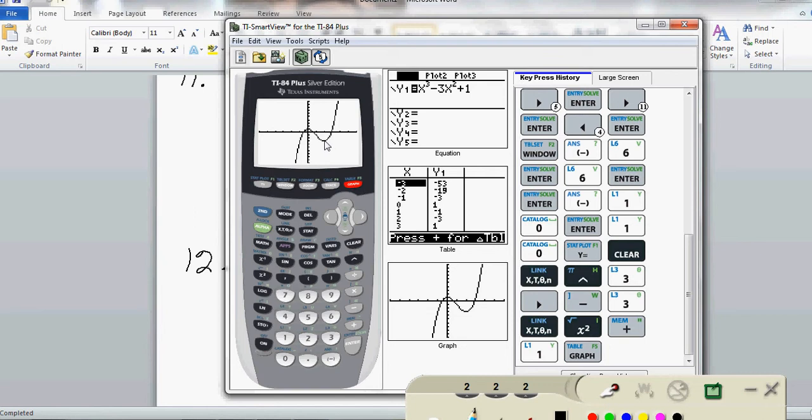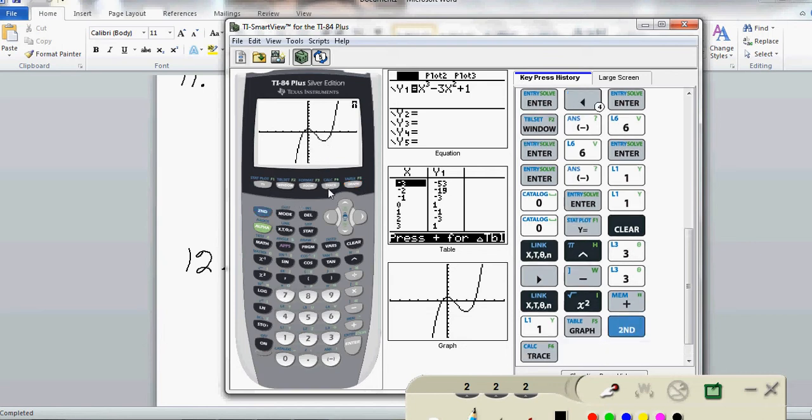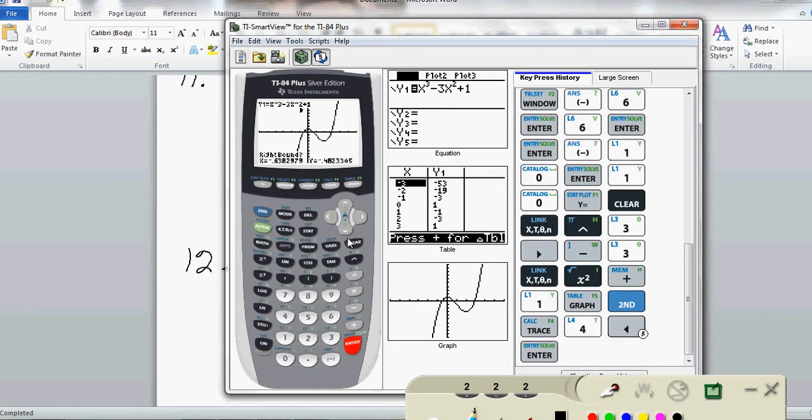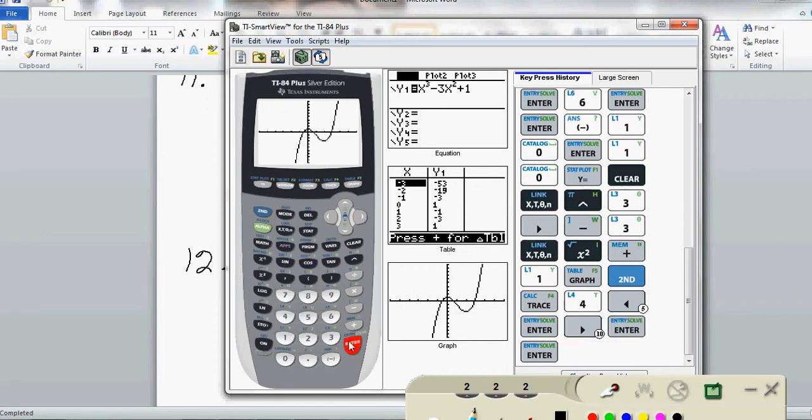And so I know it appears I have 1 maximum, 1 minimum, and so now it's just up to me to find each one of those. So let's do second calculate. I want to do the maximum first, so that's option number 4. And I need to go to the left of my maximum, hit enter. I need to go to the right of my maximum and hit enter, and then guess can be anywhere along there.